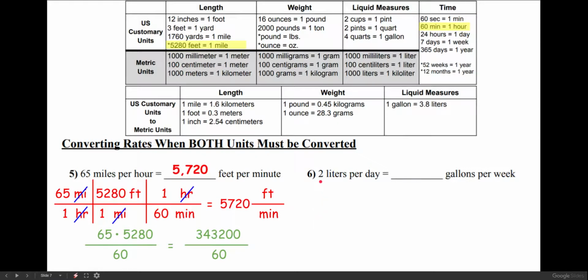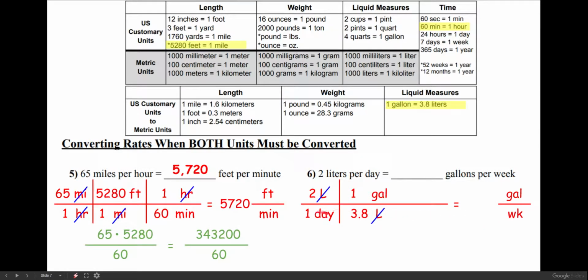Let's look at example 6, 2 liters per day. And how many gallons per week is that? So we have 2 liters per 1 day, and we ultimately want gallons per week. So let's change the liters to gallons first. Liters to gallons is a direct conversion. 1 gallon is 3.8 liters. So to cancel out the liters, I put the L on the bottom and then gallons on top. Let's cross off that liters and then write the information. 1 gallon is 3.8 liters. Now we have gallons on top, which is what we want.